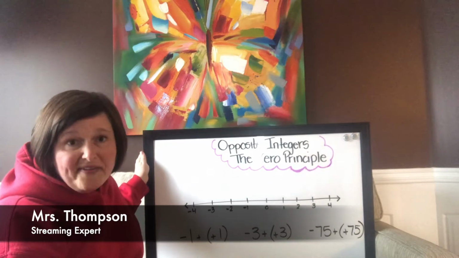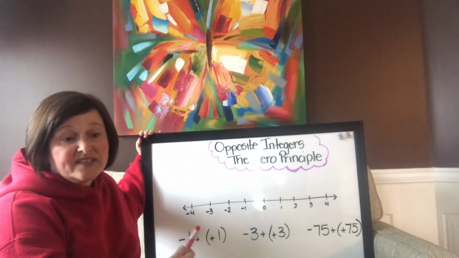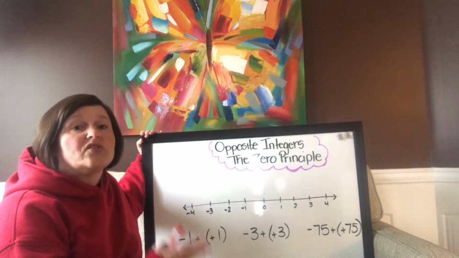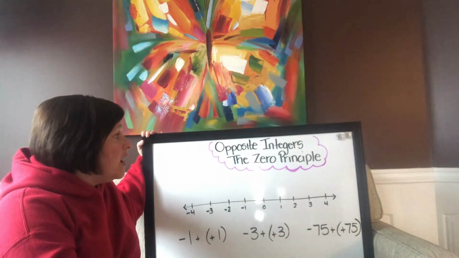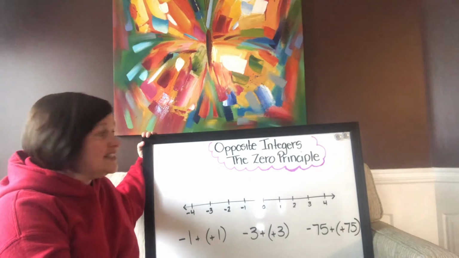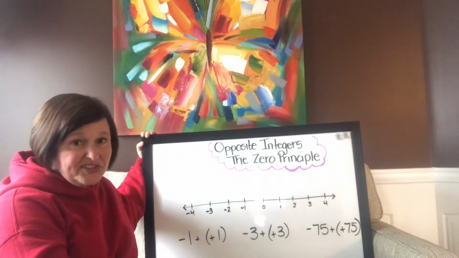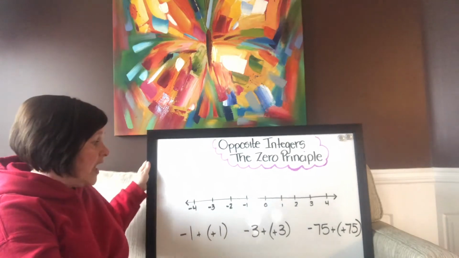So today in math, our focus is going to be opposite integers and the zero principle, and learning those so that we can learn how to subtract integers. So the zero principle happens when you add together two opposite integers. So what are opposite integers? They are integers that are equidistant from zero on the number line.